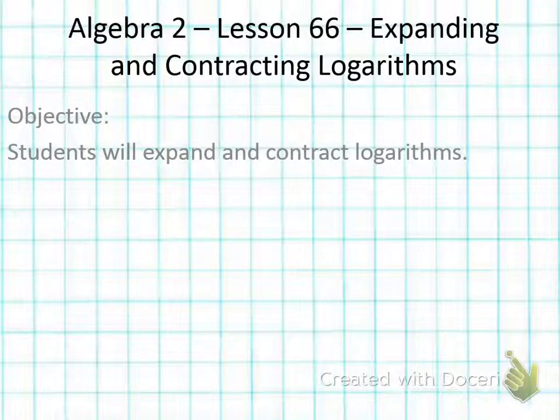Alright, this is lesson 66 for Algebra 2, expanding and contracting logarithms. Logarithms are related to exponents as they are the inverse of exponents. Just like when we talked about exponents, we had x to the second power times x to the third power. Since we had the same base of x, we would combine the exponents by adding them. So 2 plus 3 is 5. So the answer is x to the fifth.